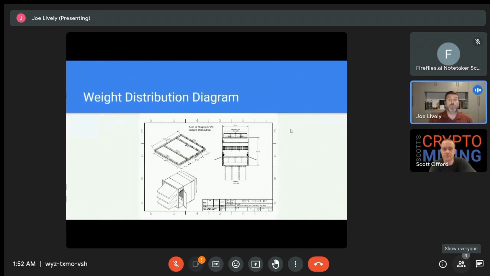In order to put the containerized solution on the site, you need to be able to pour a concrete pad. In order to do that, your contractor is going to need to know the weight distribution of your particular setup. What's the weight that it actually needs to hold? Where is that weight actually distributed throughout the whole container itself? If you end up with the wrong mix of concrete, you may not have the support you need to handle those ASICs, because they're pretty heavy.